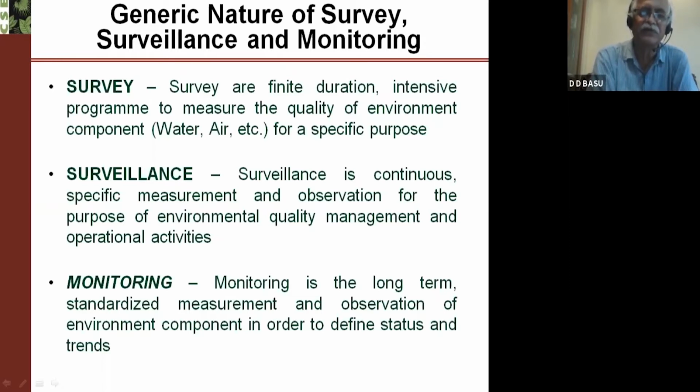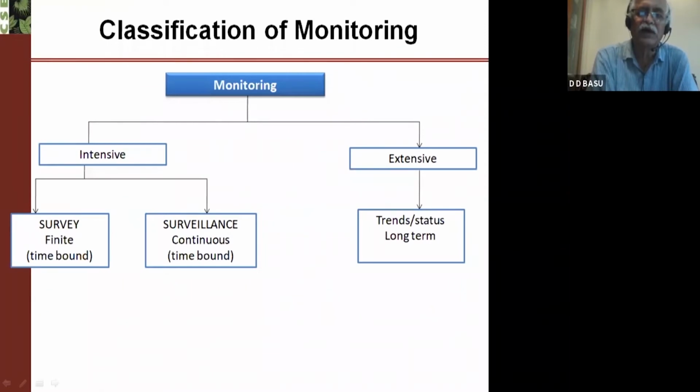So the next step is the classification of monitoring. One is intensive monitoring, the other is extensive monitoring. Intensive monitoring is time-bound, finite monitoring, that is survey, and surveillance, as I told you already, is a continuous time-bound program. Whereas extensive programs are to assess the trends and status, a long-term program.